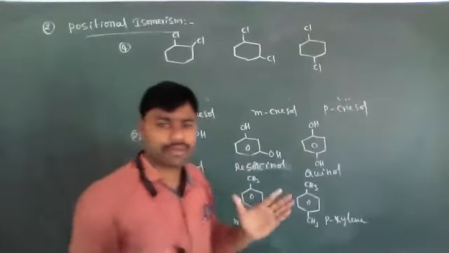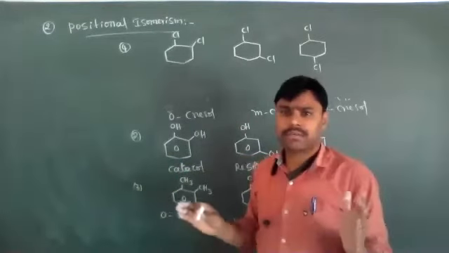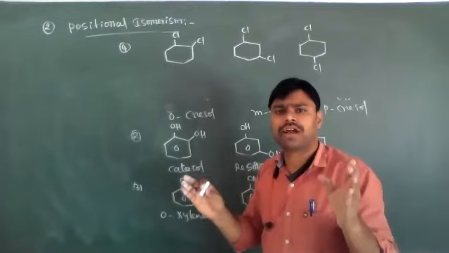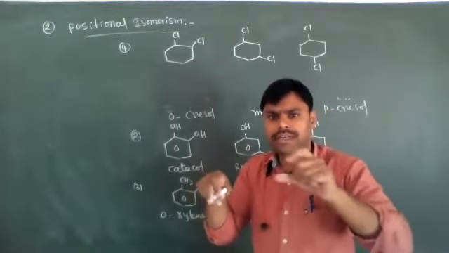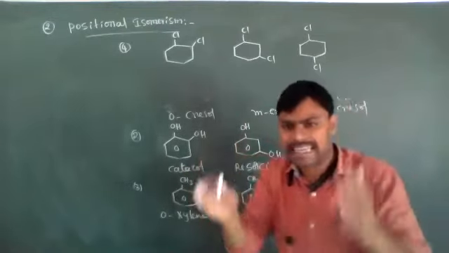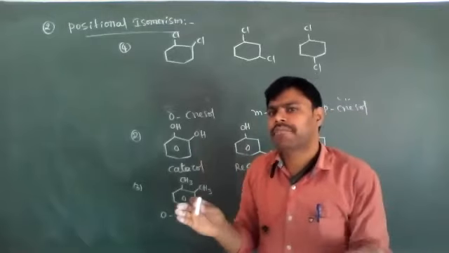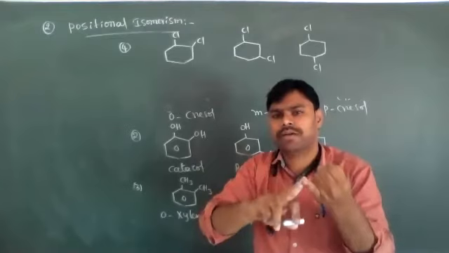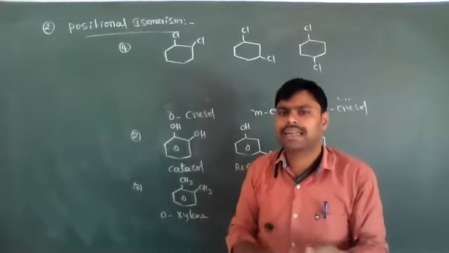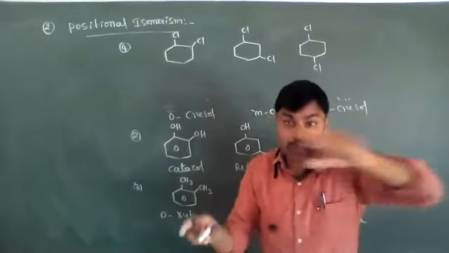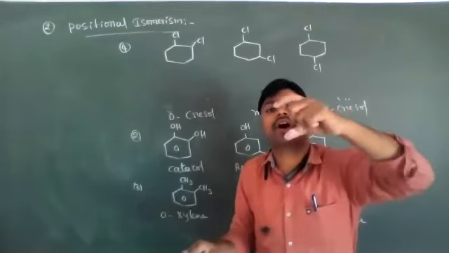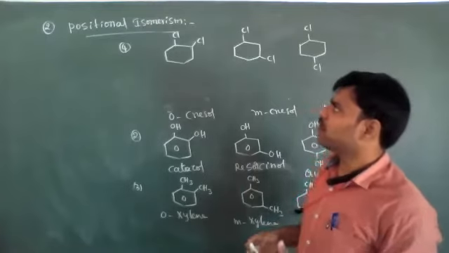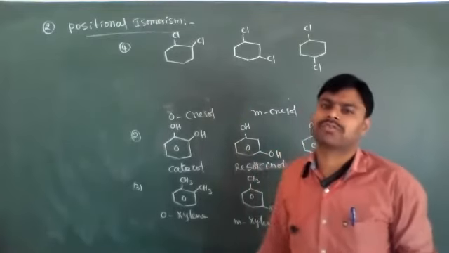So what is the meaning of positional isomers, dear students? Positional isomers means compounds having the same molecular formula and root word. Root word means the longest carbon chain is the same, constant, fixed. But what is changing? The position of double bonds or functional groups or substituents present on the root word or longest carbon chain. Such compounds are called positional isomers.